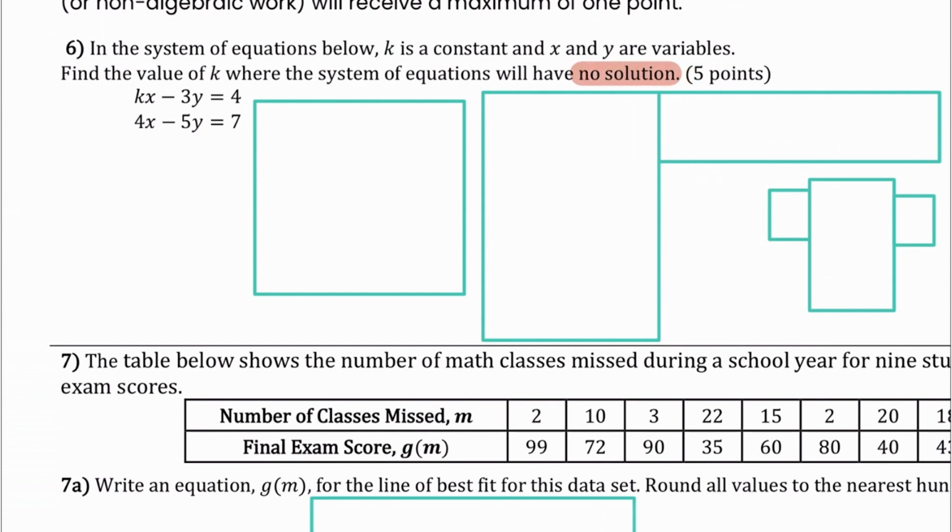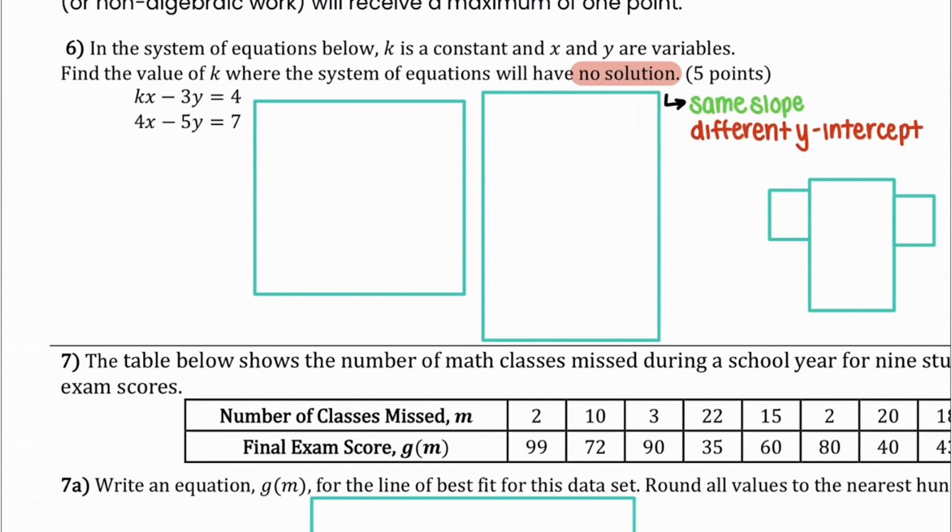So whenever we see these types of problems, we always have to go back to the root of what does that even mean? What does that even mean to have no solutions? So no solutions means that graphically the lines are parallel. So if the lines are parallel, that means that they have the same slope, but they have to have different y-intercepts. Because the moment that they have the same y-intercept, they're going to be the same line, or in other words, infinite solutions.